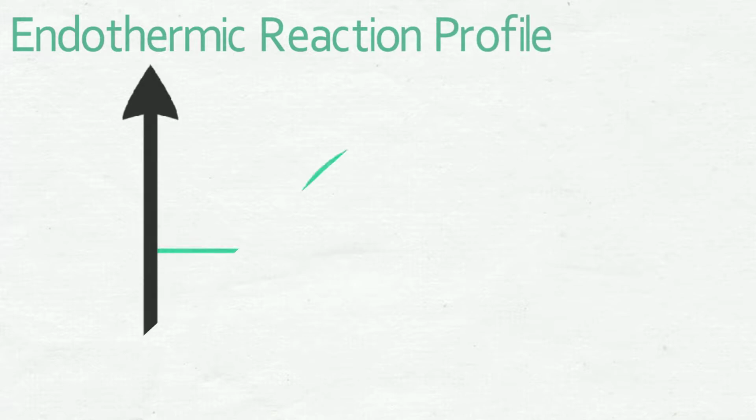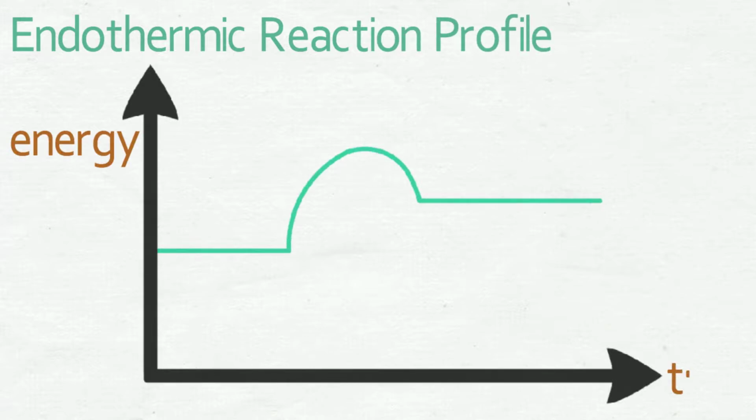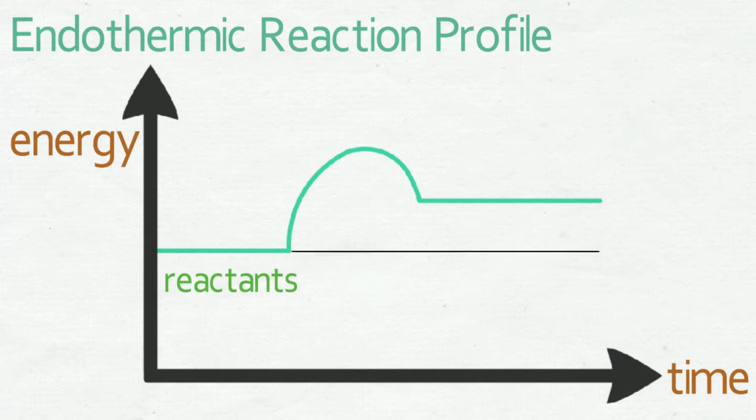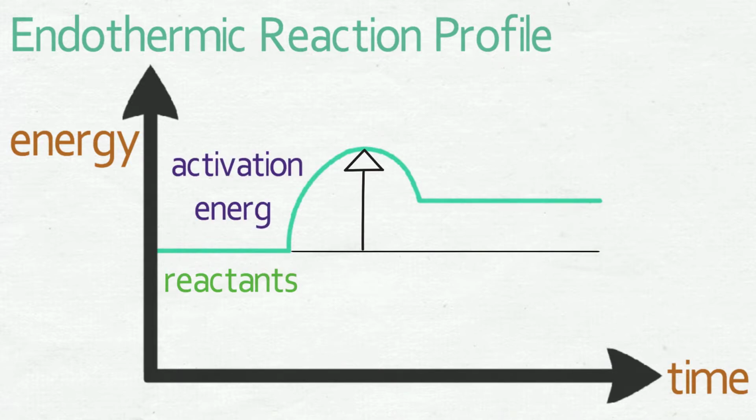Let's now have a look at an endothermic reaction profile. On the reaction profile, you can see that a line goes straight across, then it rises and then it falls and then goes straight across again. The first straight line on the left is the energy that is in the reactants. The energy profile then rises, and this is because there needs to be an energy increase in the reactants in order for the reaction to take place. The difference between the energy in the reactants, which is the straight line on the left, and the top of the energy in the reaction profile is known as the activation energy.